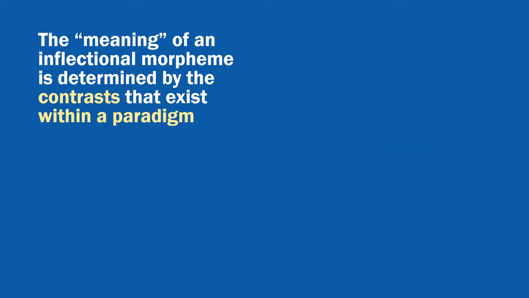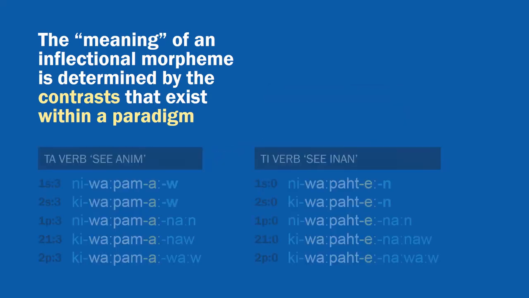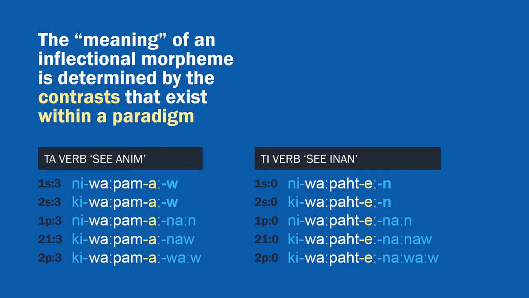Think now about how this would play out in Cree. We have a TA verb that means see someone, and a TI verb that means see something. These are two distinct paradigms. The TA inflection appears on TA stems, the TI inflection appears on TI stems. Within the TA paradigm, we have minimal pairs in which W appears when the subject is singular, and some other suffix appears when the subject is plural. So within the TA paradigm, the function of the W is to indicate that the subject is singular.